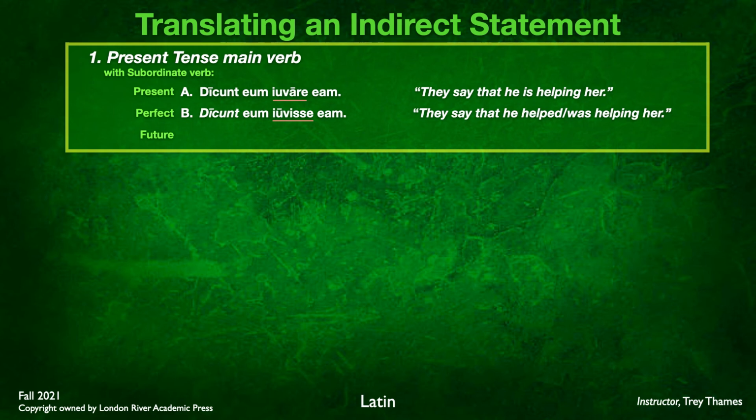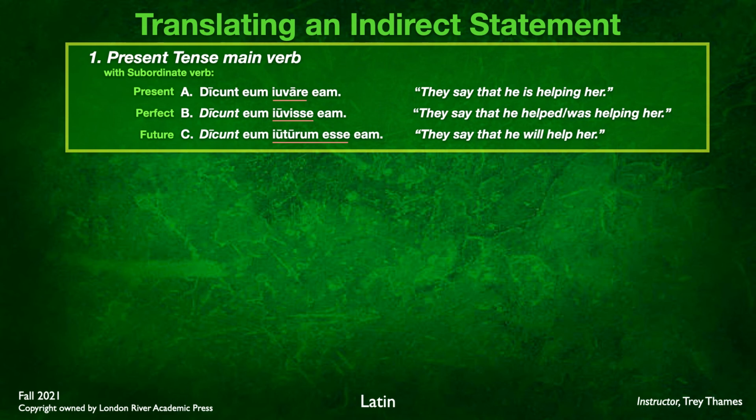And then finally, the future infinitive, dicunt itorum esse eam. So itorum esse is our future active infinitive. They say that he will help her. So here the future active infinitive is relative to the main verb. It's happening in the future. It has to be happening after our present time. So they say that he will help her.